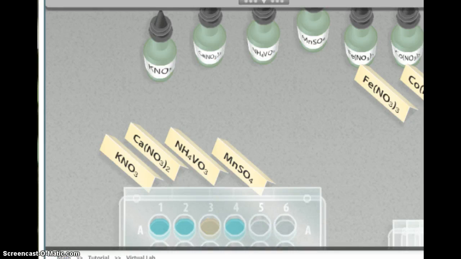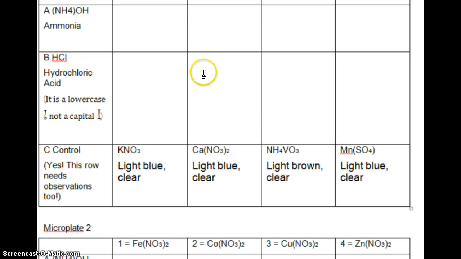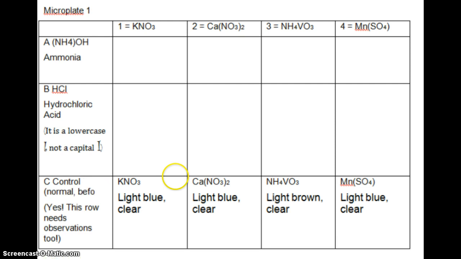So that's our control. And so I filled in our control row because remember, this is what we're going to compare the rest of our reactions to. So this is the normal. Okay, the control is the normal before we do anything else.